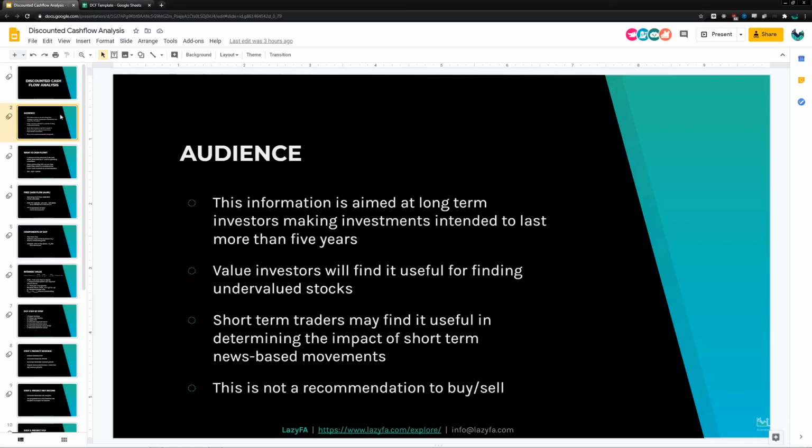Discounted cash flow analysis. Let's talk a little bit about the audience for this talk tonight. We are aiming at long-term investors making investments intended to last more than 5 years. This is not for day traders or short-term swing traders. The reason I say more than 5 years is because usually when you do a discounted cash flow analysis, the minimum amount of time you want to project out is 5 years.